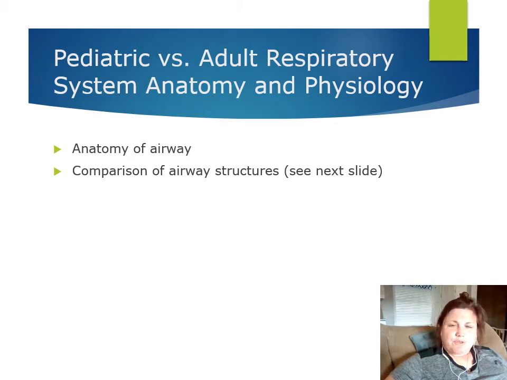And then you can also review some additional things like the mucosal lining and its function, surfactant, the respiratory center in the brain. All that is provided on this note slide just as an additional review of this information.